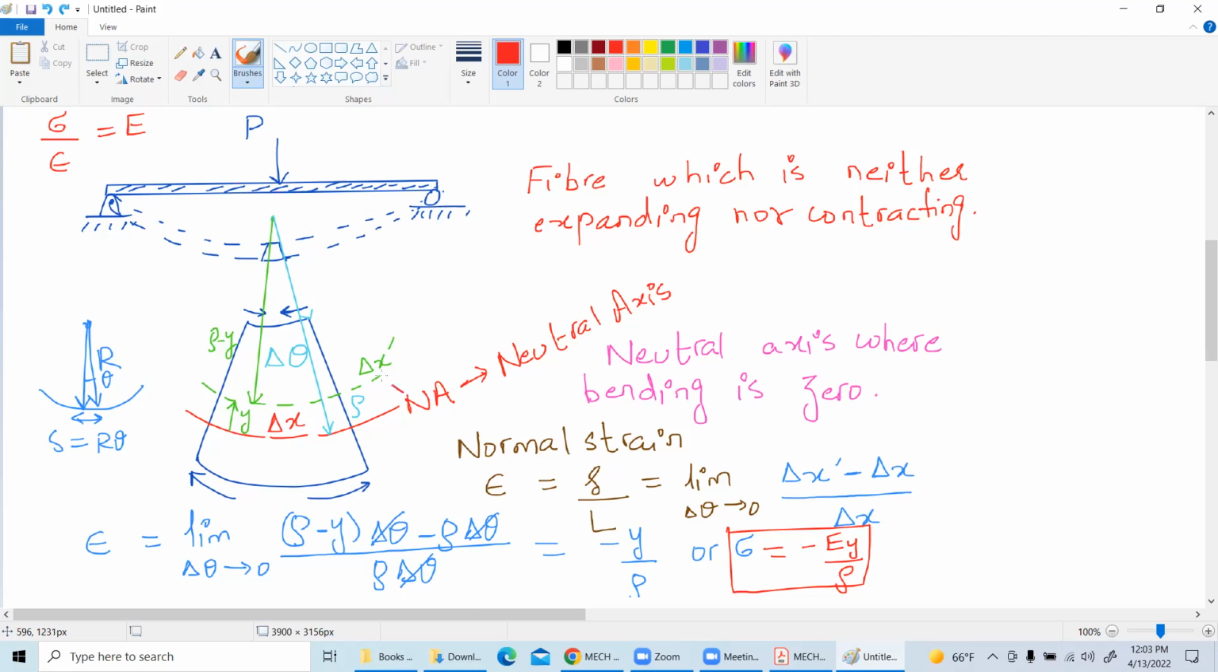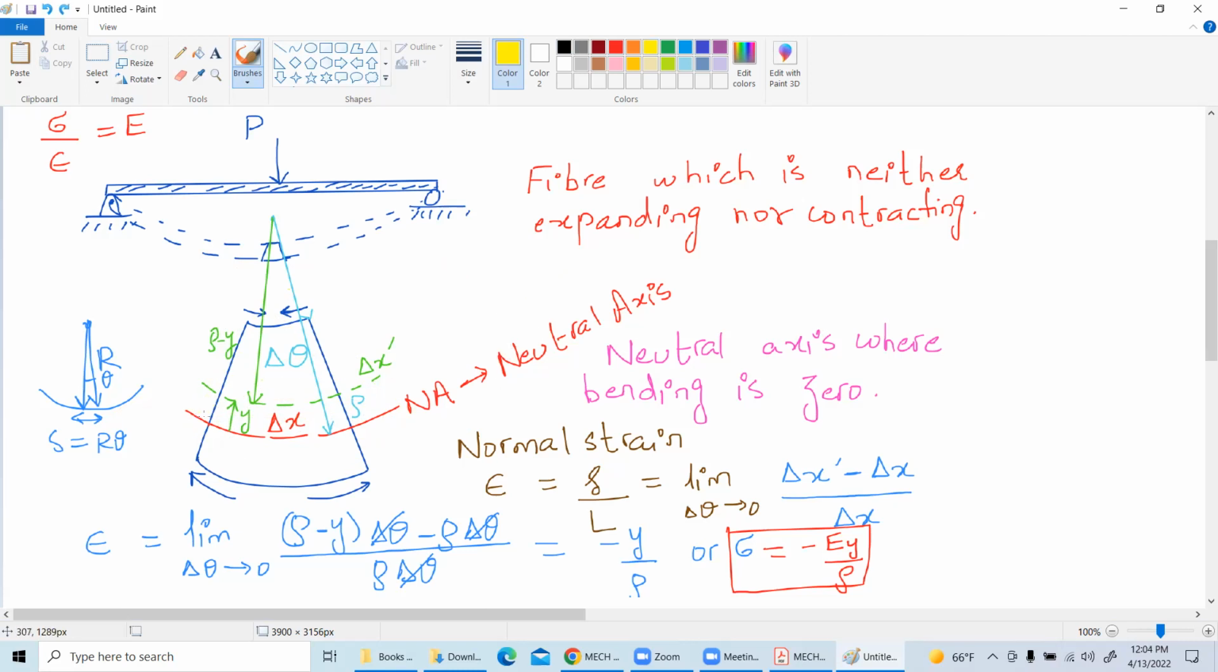Okay. Now, between these two, there will lie a portion that is neither expanding nor compressing. And we will call this portion our neutral axis. So this portion is compressing, this is compressing, but there is a fiber here that is neither compressing nor expanding, and I will call this fiber my neutral axis. Okay, now where does this neutral axis lie?